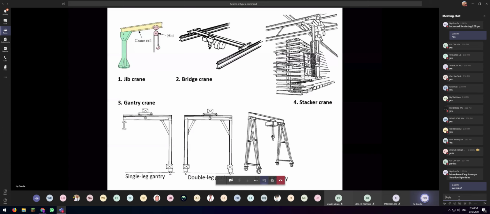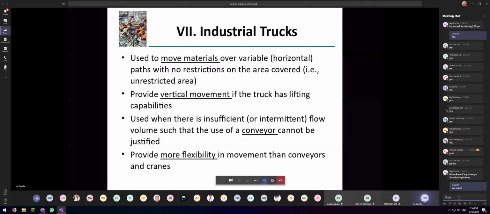So if we want even more flexibility than what the cranes can offer, then we can use industrial trucks for your horizontal movement. And this includes movement from factory to factory, from factory to processing plant, from factory to processing plant to packaging plant and things like that. So this provides vertical movement only if the truck has lifting capabilities and is used when there's insufficient flow volume for a conveyor. So it also provides more flexibility in movement. This is the highest flexibility that you can have because the truck can be driven and moved around arbitrarily, really.